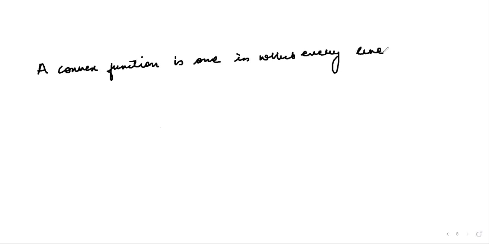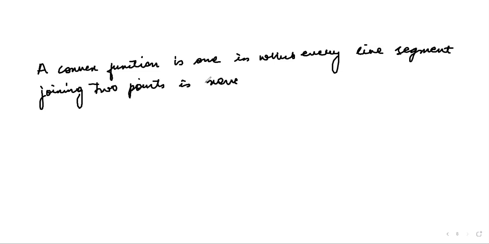So let's write that down. A convex function is one in which every line segment joining 2 points is never below the graph. It should never be below the graph. Let's have a diagram for that.